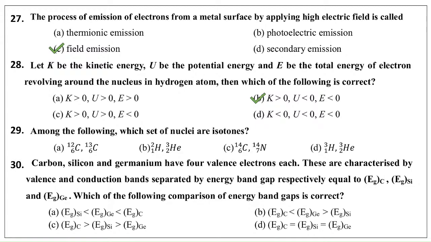Next. 29. Among the following, which set of nuclei are isotones? Answer is C. 6C14 and 7N14. Next. Carbon, silicon and germanium have 4 valence electrons each. These are characterized by valence and conduction bands separated by energy band gap respectively equal to energy gap of carbon, energy gap of silicon and energy gap of germanium. Which of the following comparison of energy band gaps is correct? Answer is C.